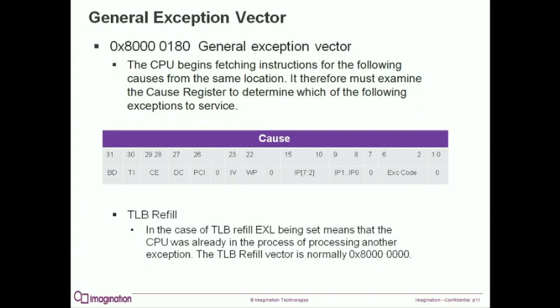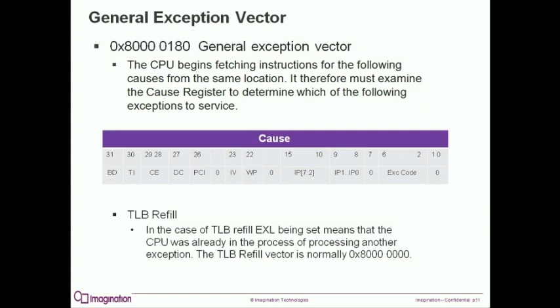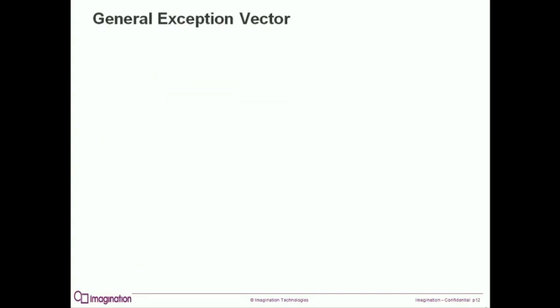A TLB refill is normally handled by a special exception vector, the TLB refill vector at 80000000 hex. In cases where the CPU gets a TLB miss while already trying to handle a TLB refill, that second exception will go to the general purpose exception vector.